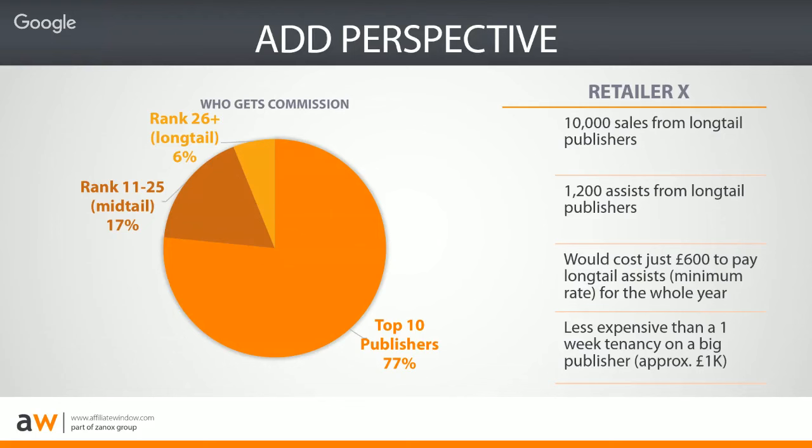If you highlight that the only way to alter the status quo is to start investing more in long tail publishers like yourself, and that actually doing so isn't going to break the bank, then you'll have a receptive audience. In a program I looked at earlier, they had 1,200 content site-based assists for the whole year. And so it stands to reason that even if they paid just the minimum assist rate, that would only be £500 extra for their annual budget. Compare that, if you will, to the average tenancy payment on some of the biggest publishers, where it's not uncommon to see £1,000 paid in exchange for a week's worth of exposure.